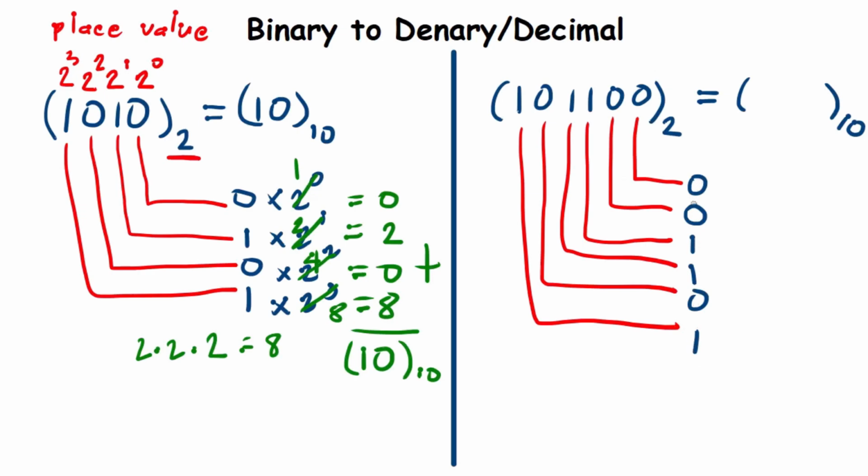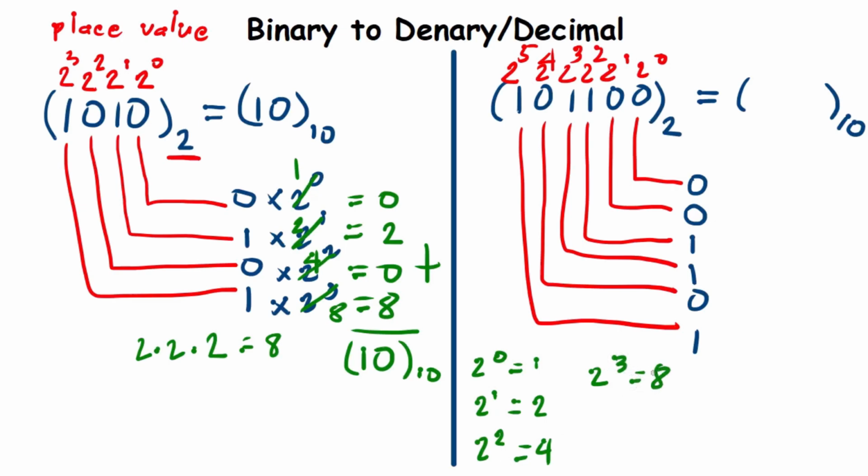We will multiply each bit to its place value. 2 to the 0, 2 to the 1, 2 to the 2, 2 to the 3, 2 to the 4, and 2 to the 5. You will notice that the place value is increasing powers of 2 from the right. From the right going to the left, we have 2 to the 0, 2 to the 1, 2 to the 2, 2 to the 3, and so on. We know that 2 to the 0 is equal to 1, 2 to the 1 is equal to 2, 2 to the 2 is equal to 4, 2 to the 3 is equal to 8, 2 to the 4 is equal to 16, and 2 to the 5 is equal to 32.